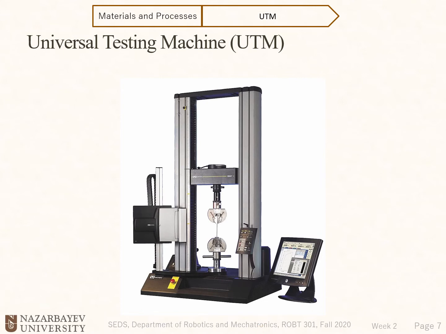Okay, we'll see a video of the tensile test, and we'll see how the load and the length change during the test, and we'll study the graphs in the coming slides.